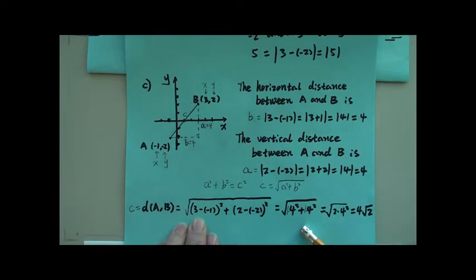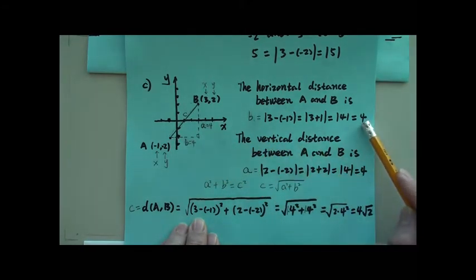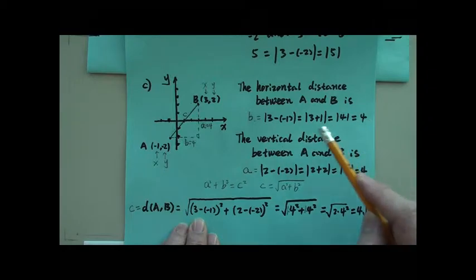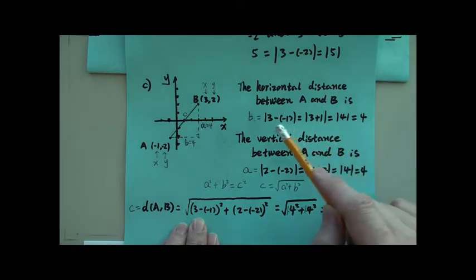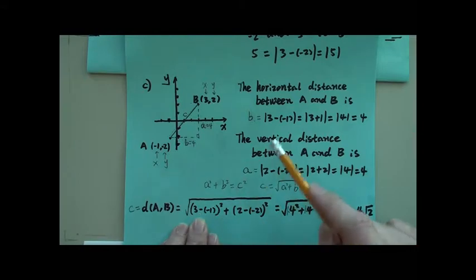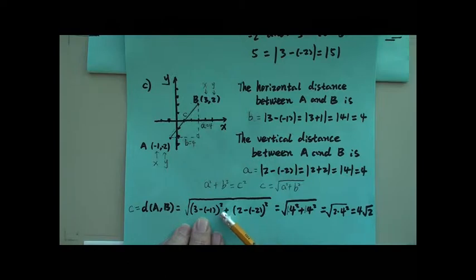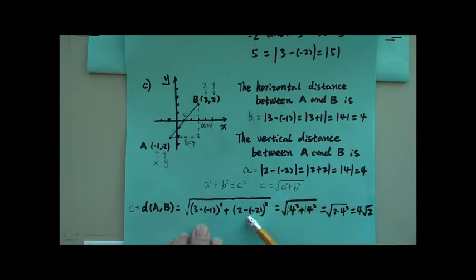And then B squared, B is this part. We know B squared is 4 squared. But you may also write 3 minus negative 1 here, because 3 minus negative 1 is 4. You may write 4 squared here. You may also write the original expression, 3 minus negative 1 squared. So radical A squared plus B squared, or A squared plus B squared here.